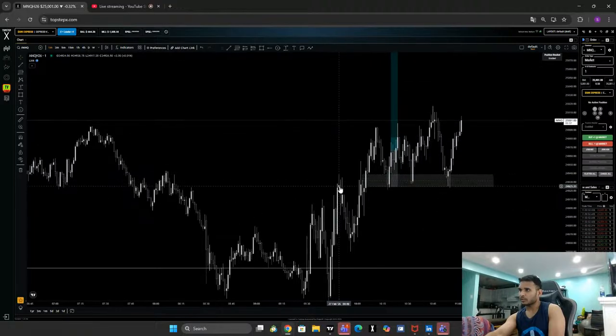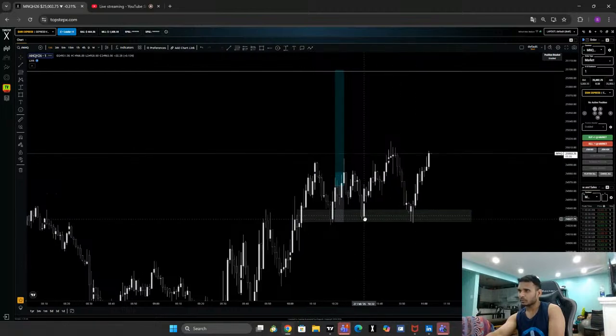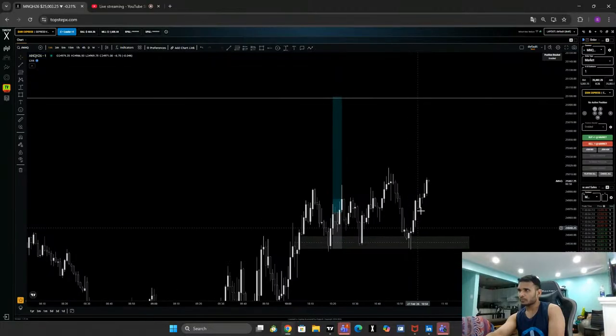This fair value gap is still holding the price. You can clearly see that this fair value gap is still holding the price. We just swept this low, not this. Just swept this low and it started this displacement again. Swept this low and it stayed above the reversing level. And it started this displacement.